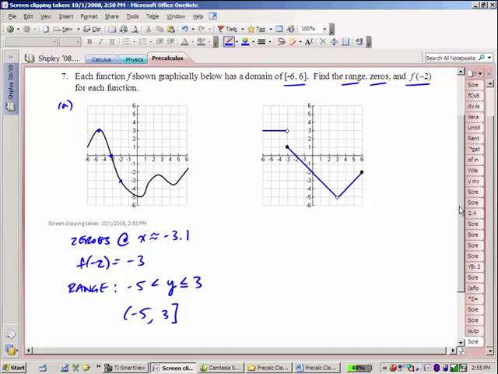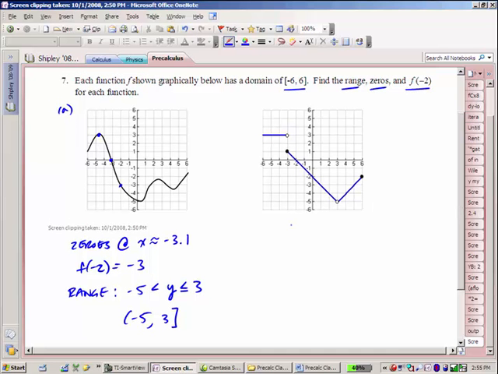Let's try one more. Hey, Max, what do you want to try for B? Do you want to do range, zeros, or f of -2? I'll do... All right, when you put -2 in for the input, what do you get out?